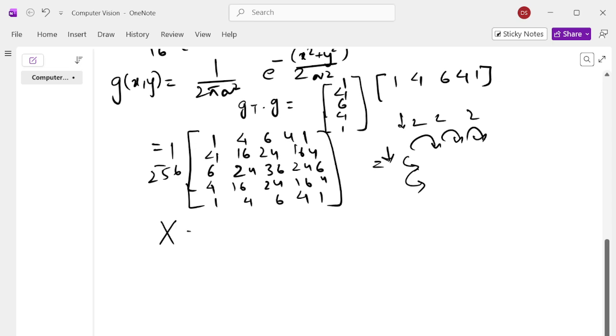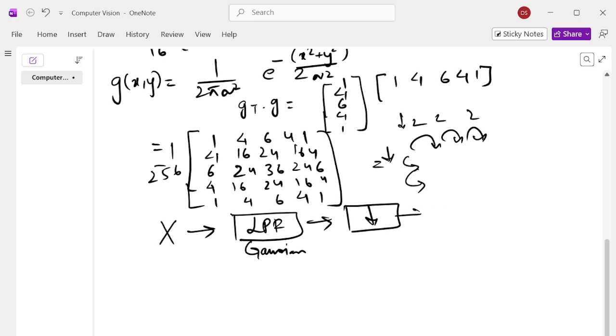So our decimation system would look like this: we have x, which passes through a low pass filter, in the present case a Gaussian. Then we do the decimation, and finally we have the x of d. This factor could be integer based, or it could be fractional based.